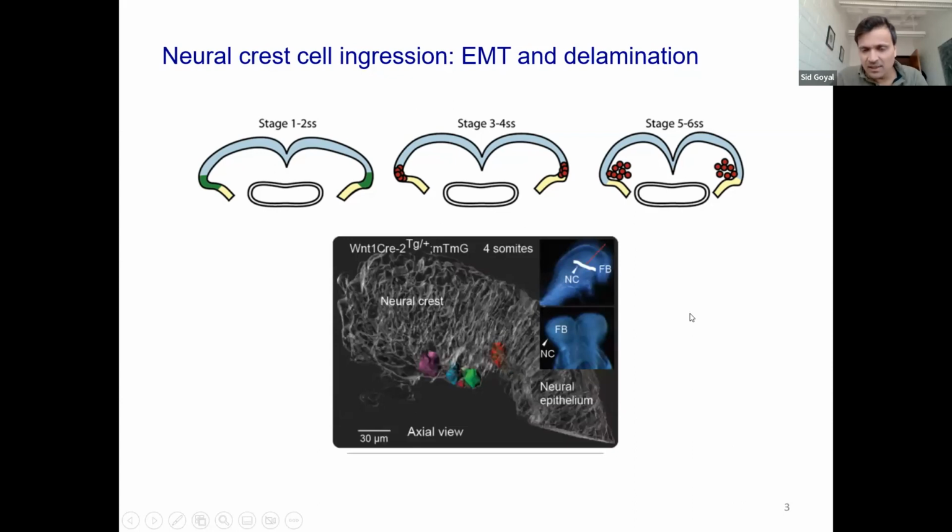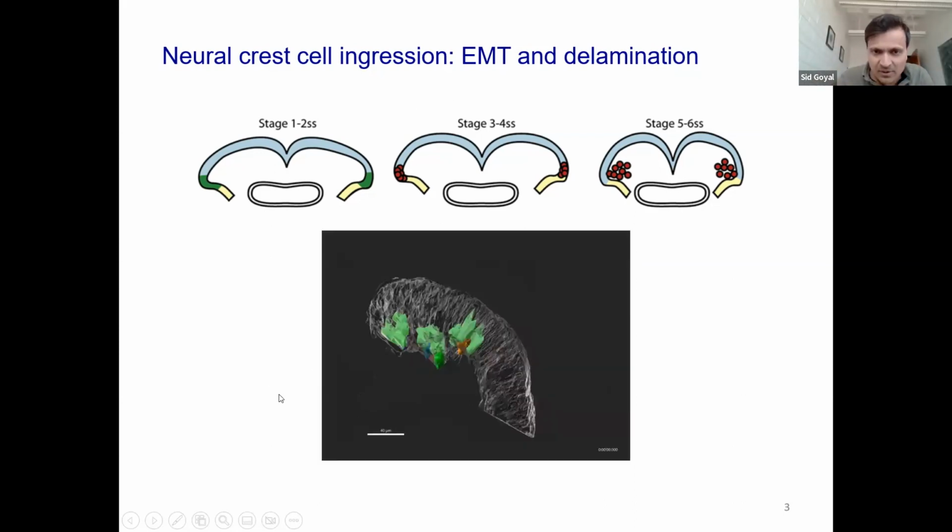So this is an image from Sivan's group, just to orient people a little bit. This is about a 4 or 5 somite stage mouse embryo. This is where the neural crest cells are, on the edges. There are 2 different views, and in the bigger image, these cells at the bottom are the cells which are ingressing.